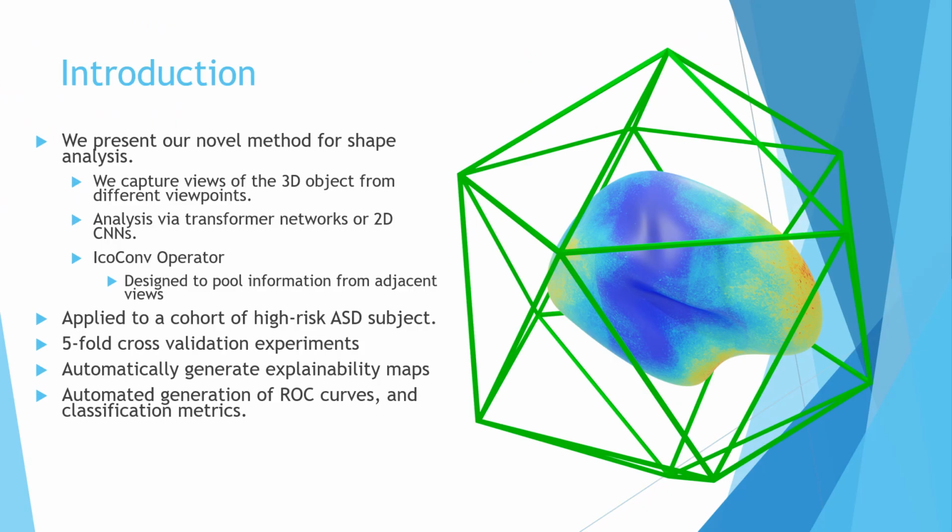Introduction. We present our method for shape analysis. Our method consists of capturing views of a 3D object from different viewpoints. We analyze these views via transformer networks or 2D convolutional neural networks. We implement our IcoConv operator. This is designed to pull information from adjacent views.